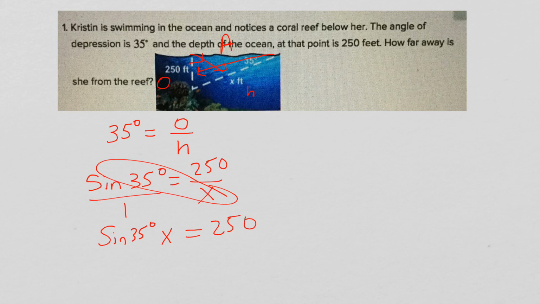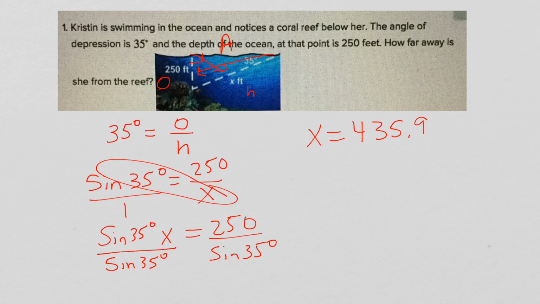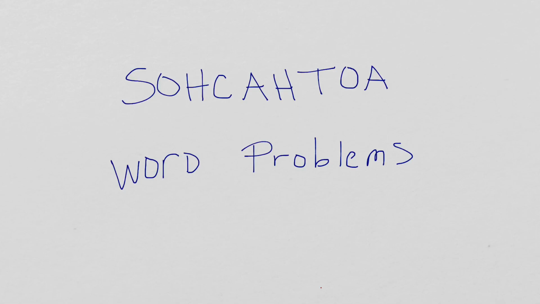Now remember that the sine of 35 degrees is really just a 4-digit decimal. So we're multiplying, so the opposite of multiplying is going to be to divide by the sine of 35 degrees. So when we do that, we find out that X is equal to 435.9 feet. That's how far away she is. And that's how you do SOHCAHTOA word problems.